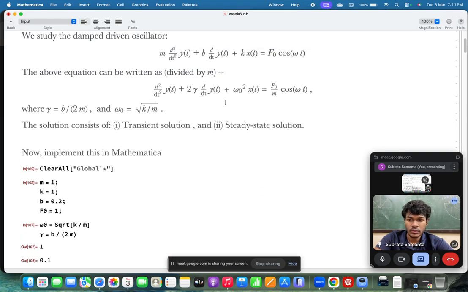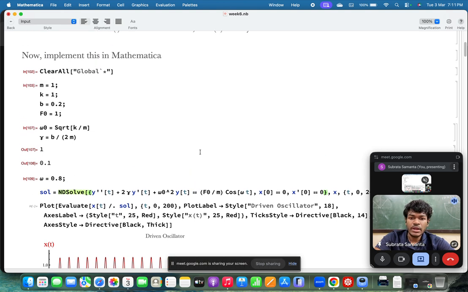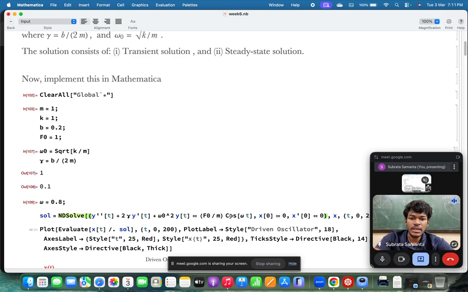When you put one equal sign, that means you assign 1 to the variable m. When you put two equal signs, this is an equation, not an assignment of values to the variables. That is why you have to put two equal signs, and your right-hand side term is basically f naught over m cosine omega t.